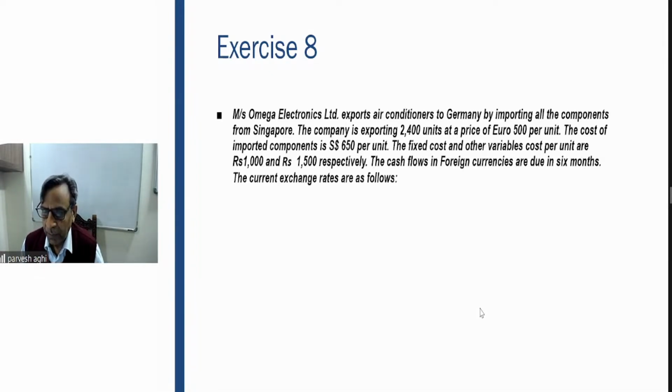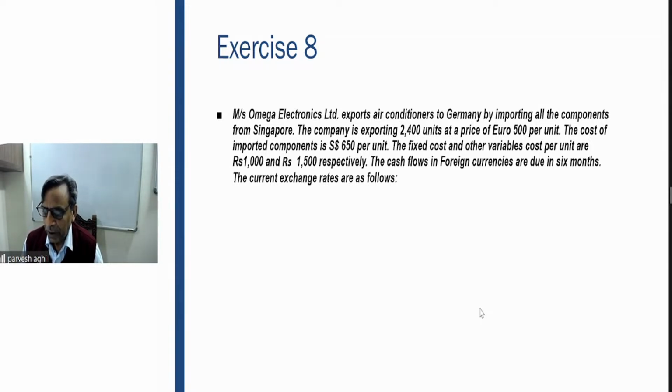So there's a company called Omega. Now, this is a question which came in your CA final exam, but I have changed it a bit, because the rates were quite old, so I have made the new rates, which are prevalent now. So Omega Electronic Limited exports air conditioners to Germany. So there's an Indian company which is exporting air conditioners to Germany by importing all the components from Singapore. That means they are buying the raw material and components from Singapore, but their customers are in Germany.